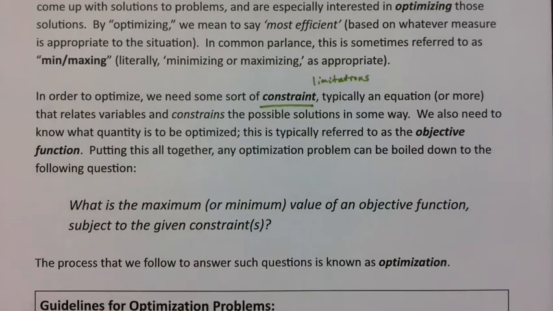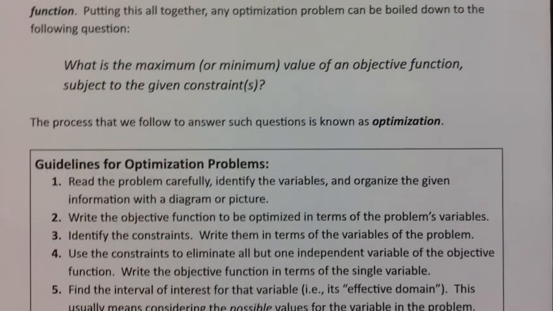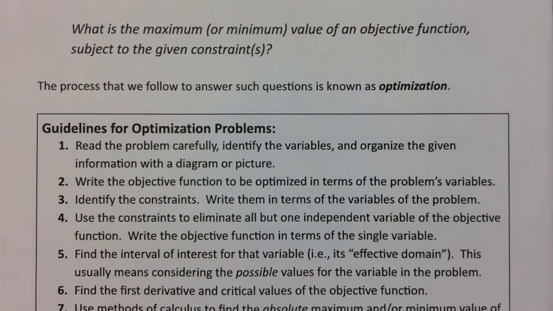And then, of course, the objective function is what you're trying to minimize or maximize, and that will be some function like volume or area or hit points or whatever. You'll have to come up with something based on the variables in the problem. All right, this leads us to the maximization procedure down here. So given some objective function subject to a constraint, what's the maximum or minimum?